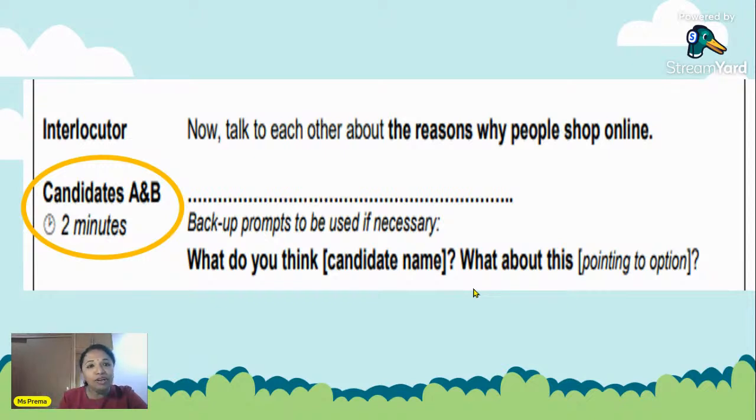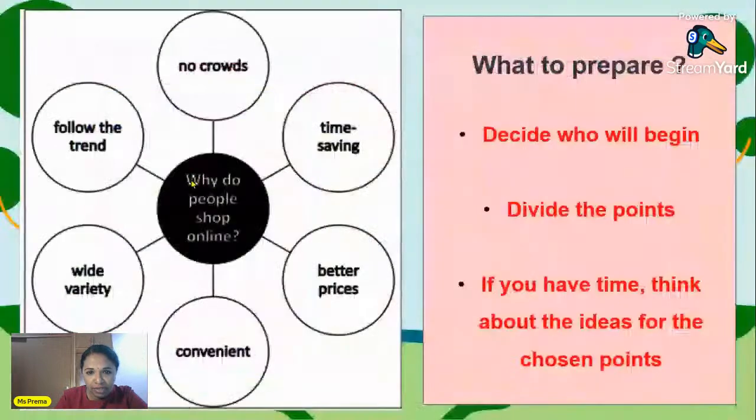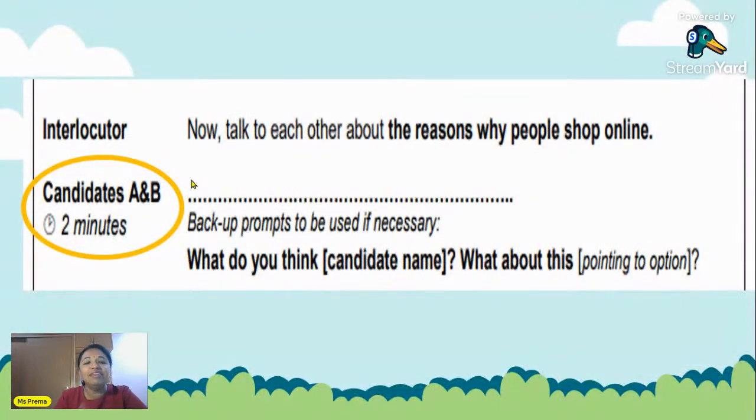Okay, after you already present the mind map, again the teacher will say this. Now, talk to each other about the reasons why people shop online. So here, after the mind map, this is the instruction the teacher says. After the 20-second discussion, the teacher will say, now talk to each other about the reasons why people shop online. So you'll be talking for 2 minutes.